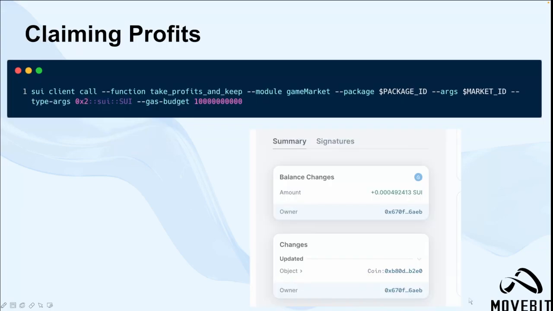Lastly, we can collect our profits by invoking the take profits and keep method by using this command. This transaction will withdraw the balance from the payments table and reset its size to 0. You can confirm this on the Explorer.